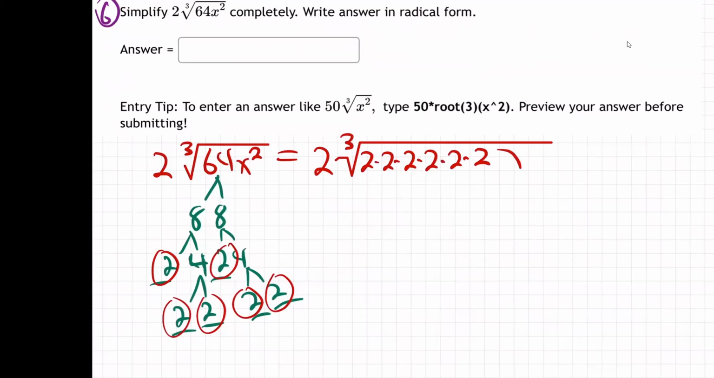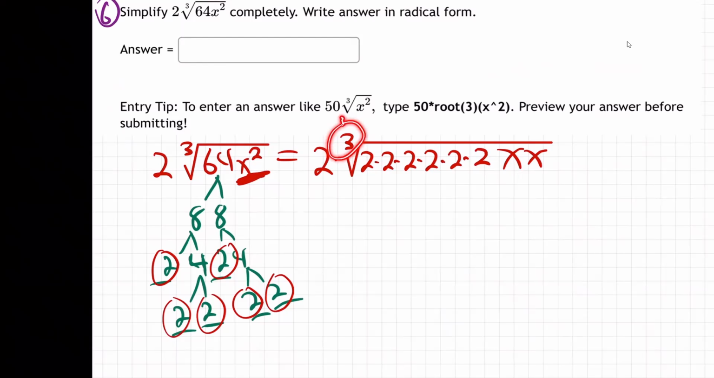And then x squared is 2x. I just did the x squared. 2x is right here, right? So I just broke everything down inside of that square root. And now, what does that 3 do? What is that 3 saying to do?